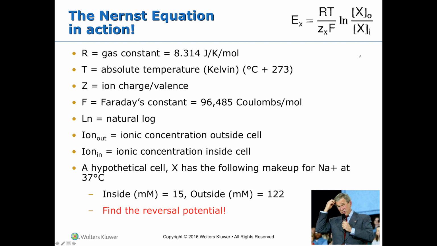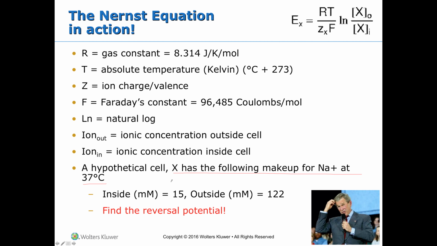So one question on your test might be: a hypothetical cell, X, has the following makeup for sodium at 37 degrees Celsius. Inside, 15, outside, 122. If you're asked to find the reversal potential, where do you even begin? So, I give you all this information. I give you R, T. I won't give you Z, because Z is something that you should know. Faraday's constant, and I give you the ionic concentrations. All you have to do is just plug it in. So we'll do this one together.